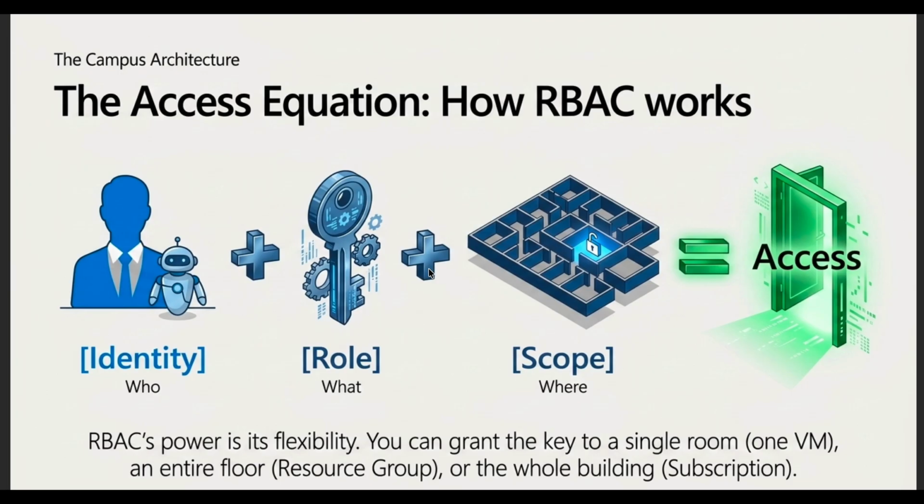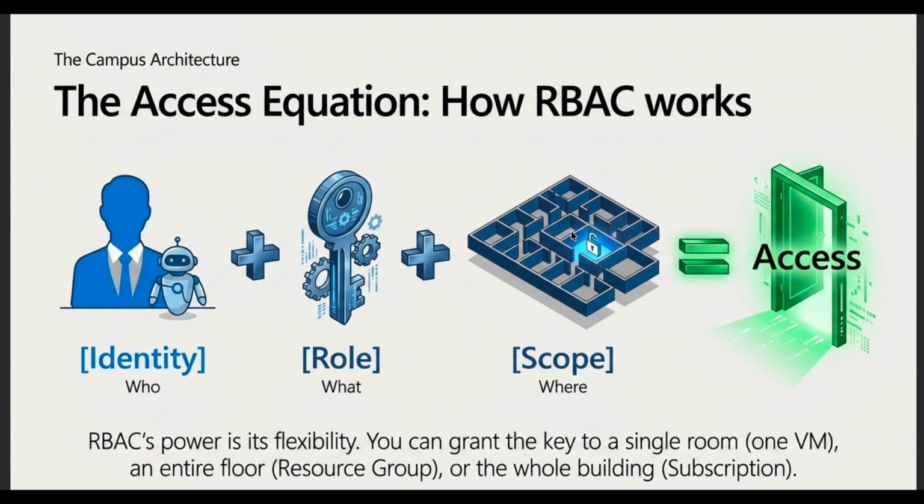Now, RBAC works using three things: who, what, and scope. These three things combined will give you the access to the resource. In the who, we have the identity, and the identity can be a user, a group, a service principal, or a managed identity. Then we have the role, that is, what kind of permission or access we want to grant to the identity, and that will be a reader, contributor, owner, or virtual machine contributor.